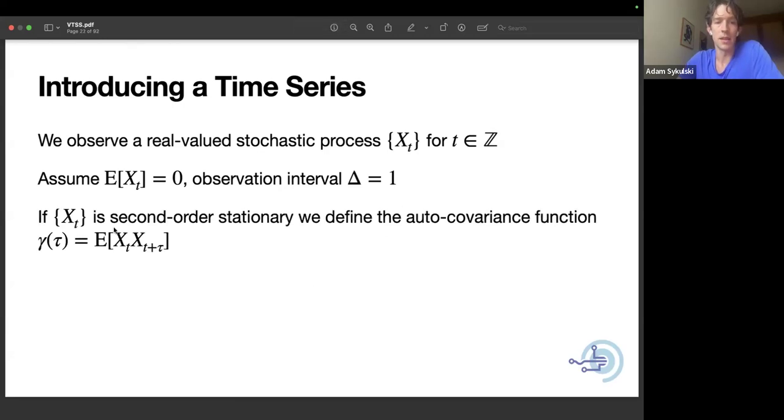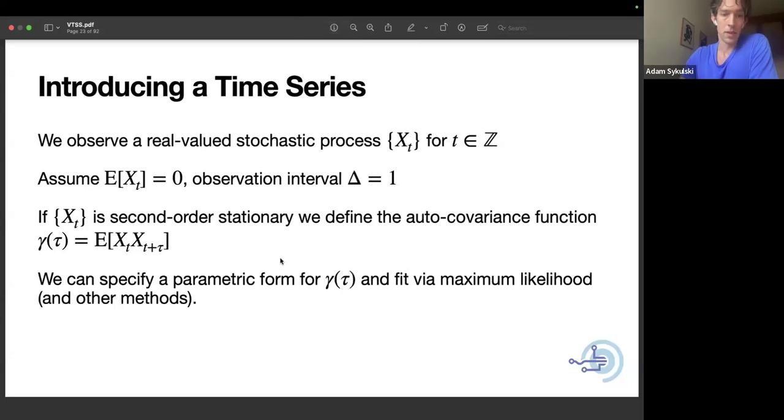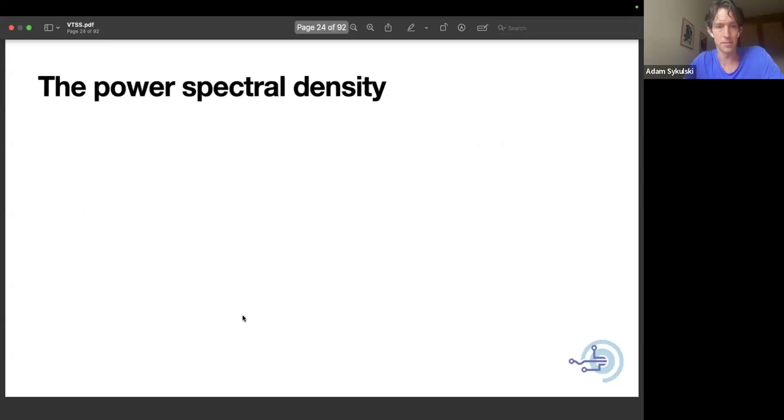And if xt is second order stationary, we're going to define the autocovariance function gamma tau as the expectation of xt times xt plus tau. That's what we would classically do. And we can also specify a parametric form for gamma tau and fit by maximum likelihood and other methods if we wish.